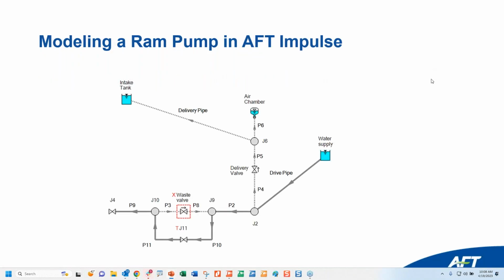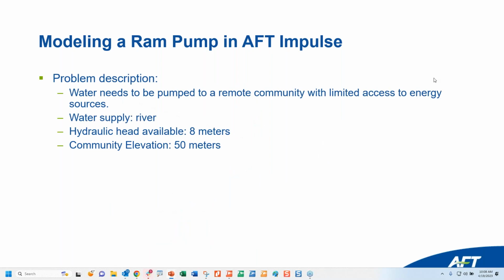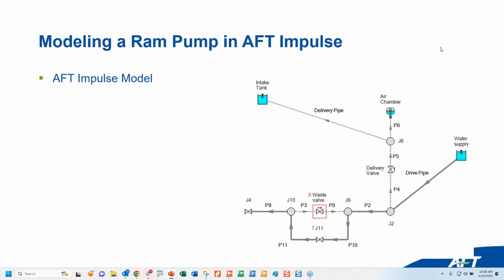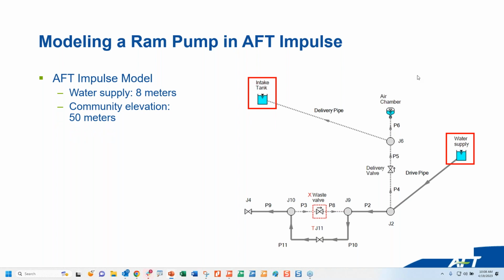So let's build a model in AFT Impulse. The problem that we're going to try to model is that water needs to be pumped to a remote community with limited access to energy sources. The water supply is a river, the hydraulic head available is 8 meters, and the community elevation is at 50 meters. So in AFT, the water supply is at 8 meters, as we see here.